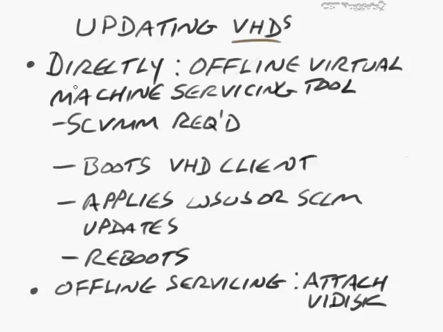Also, if you wanted to directly update the VHDs, guess what? Really, you can't. The only way to really do that directly using default tools is to use something called the Offline Virtual Machine Servicing Tool, which you can download. But in order to use that tool, you also have to have System Center Virtual Machine Manager, which is another part of the System Center family. So that's really a totally different server, a totally different topic, everything. It's not really directly even related to Windows 7. But that would be the direct way to do that. And what this would do is it would boot your VHD client.